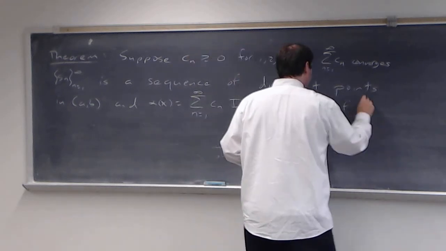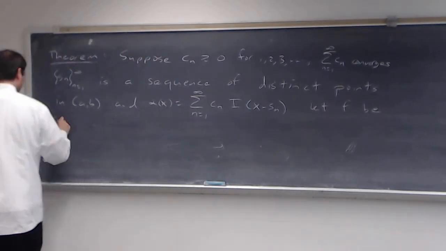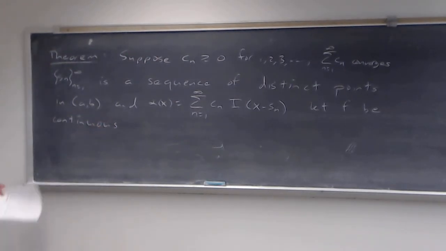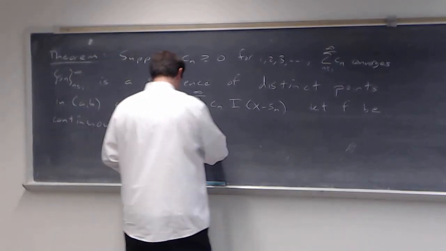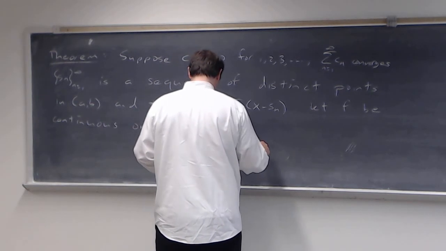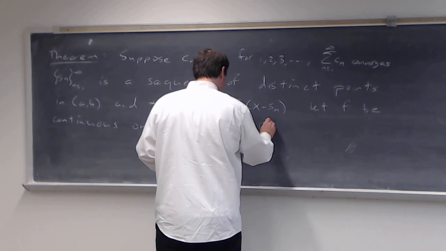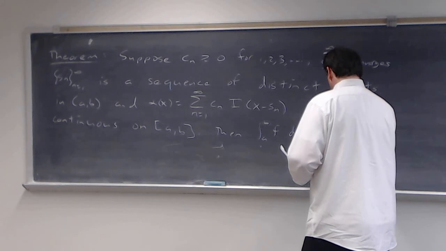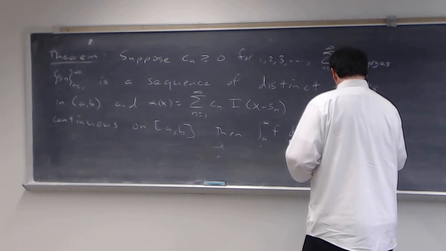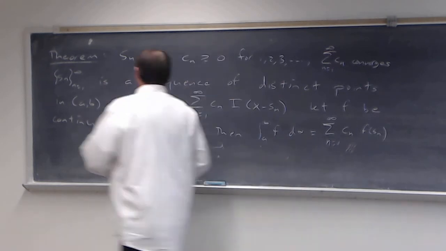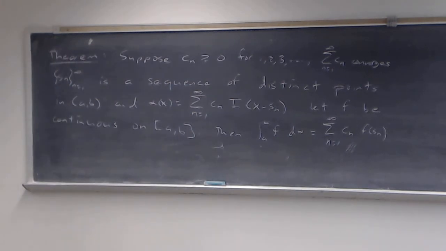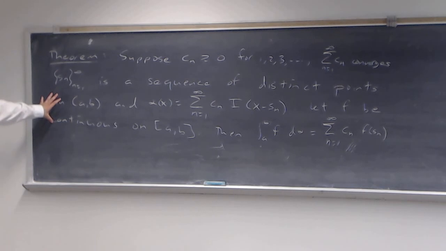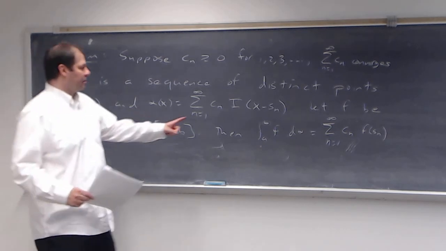We let f be continuous on a to b. Then the Riemann-Stieltjes integral of f with respect to alpha is equal to the sum as n runs from 1 to infinity of c sub n times f of s sub n. This is analogous to, or more complicated than, a statement that we had in Lecture 14. We did a theorem before this statement that just had one s involved.